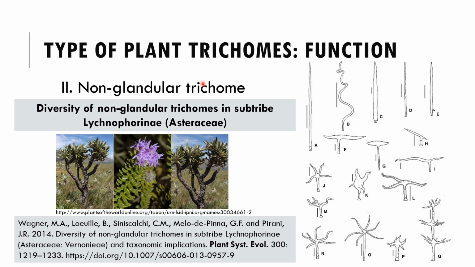Then this slide shows non-glandular trichome. They are protective epidermal appendages, and they vary in anatomy, morphology, and microstructure. Despite this diversity, they are mostly grouped on the basis of their morphology. Different types of non-glandular trichome can be found in different locations of a single plant.